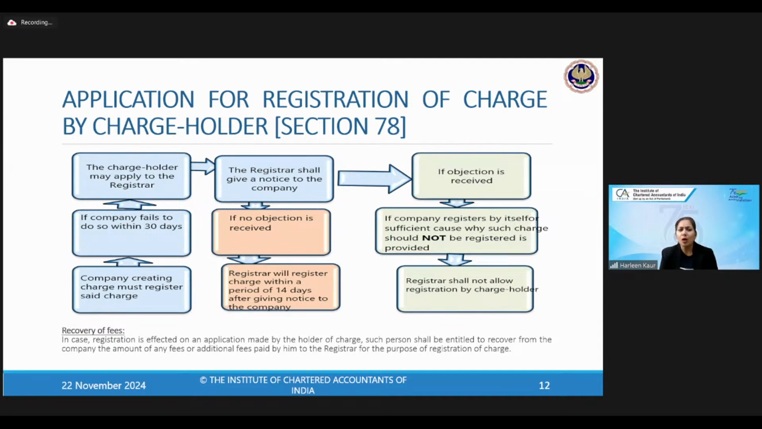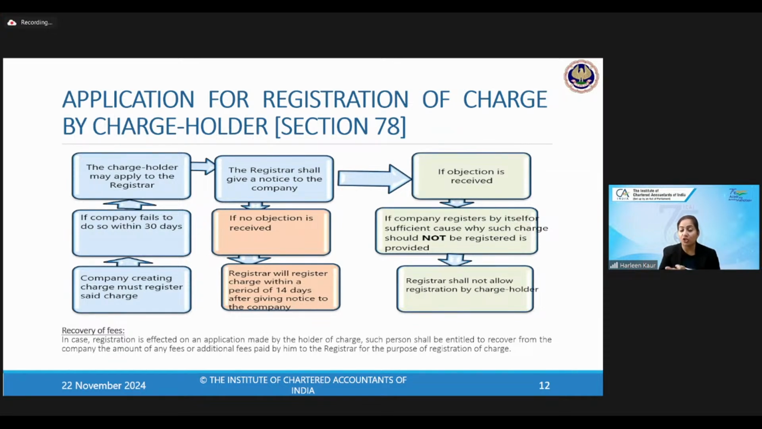Now the ROC will say, who are you? I don't know you. Let me ask the company whether any amount of loan has actually been taken from HDFC Bank or not. So the registrar will give a notice to ABC Limited. The registrar will send the notice to me. I am ABC Limited. He will send me the notice: Harleen ma'am, your company, have you borrowed any money from HDFC Bank? Have you given your house in Mumbai as security to HDFC Bank? So now I have two options. Either the company will go and get the charge registered themselves, or the registrar will say, give me a show cause notice.